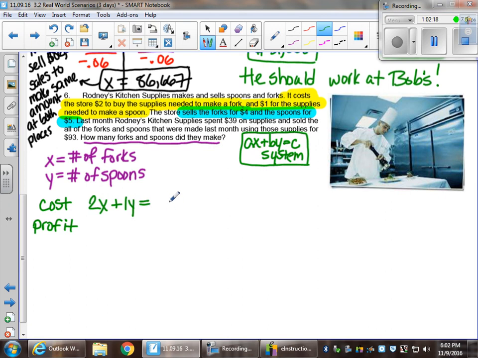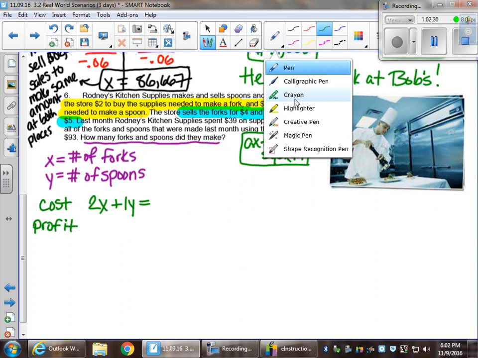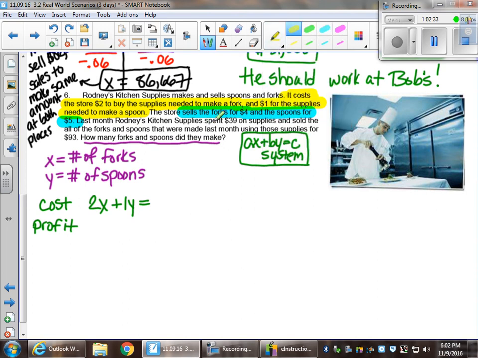Now this is about cost. Do I know a total cost? What's in blue is for what they sell. That doesn't apply. Let's keep reading. Last month, Rodney's Kitchen, check that out. They spent a total of $39 for all of the supplies, right? Spent $39 on supplies. So my total cost, I set this equal to 39. I can't help it. I want to write this in blue. 2x plus y equals 39. Or 2x plus 1y equals 39. Okay, so I have my cost equation.